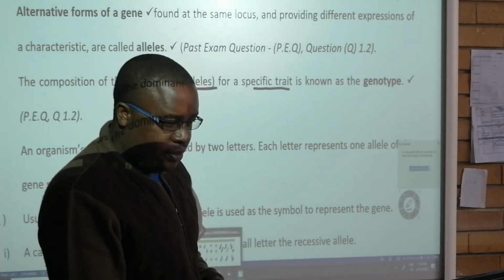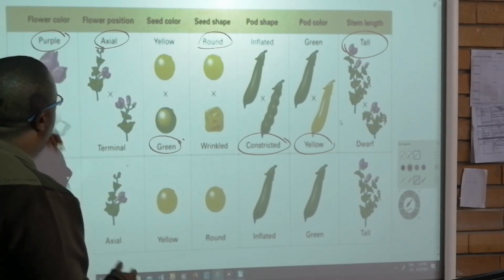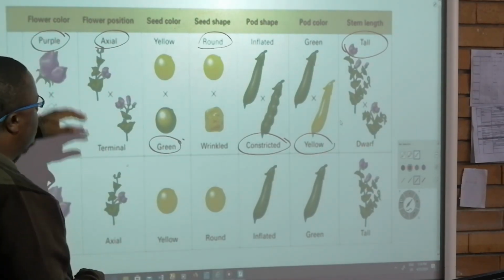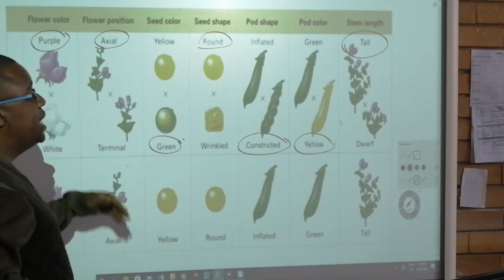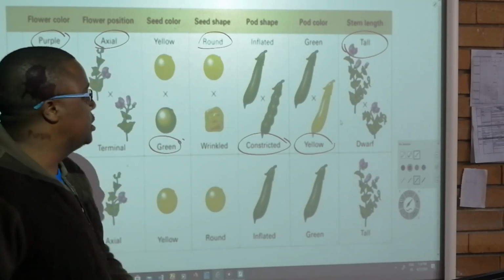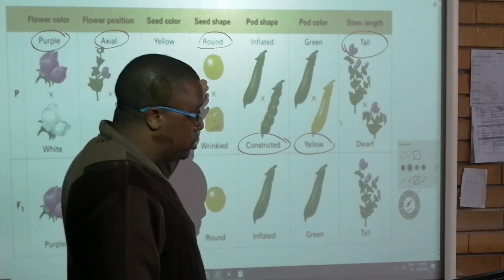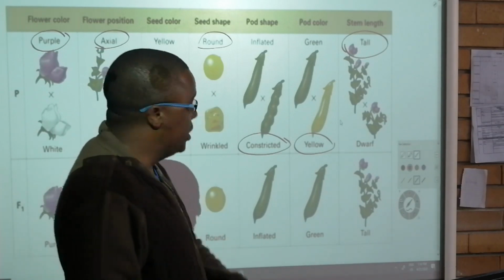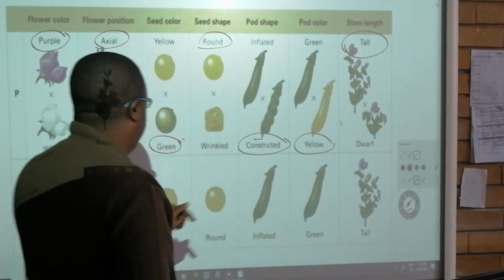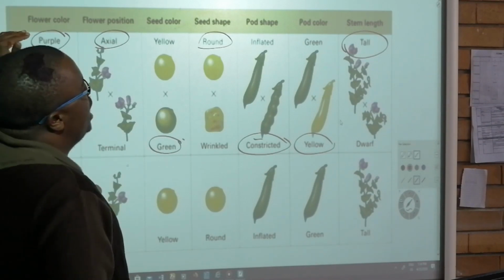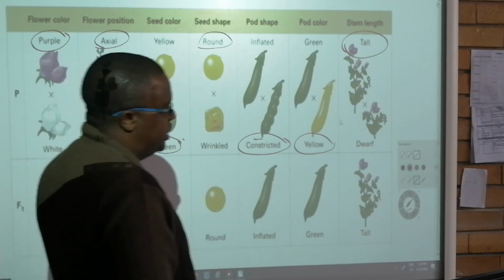Let's go back to our flower. We have this flower that is purple, with flowers found on the axial position of the plant. The seeds that this pea plant produces are green, and the seeds are round in shape. The pods are all that and everything, and it's tall. Right. Let's pick any one of these characteristics. Let's pick the stem.